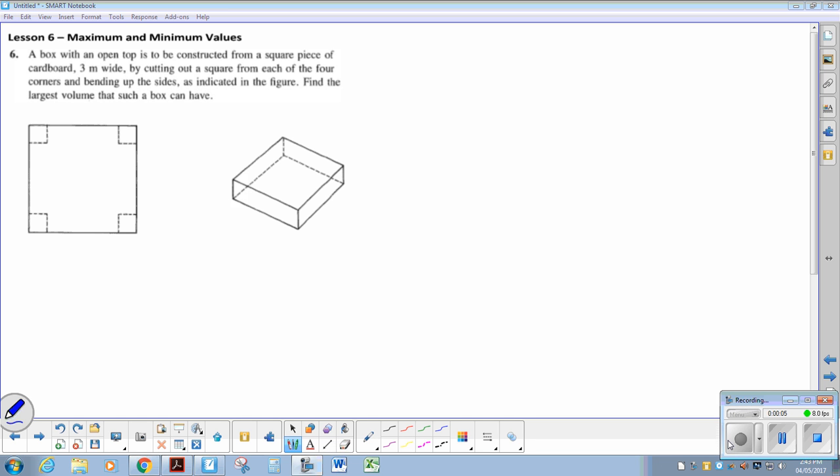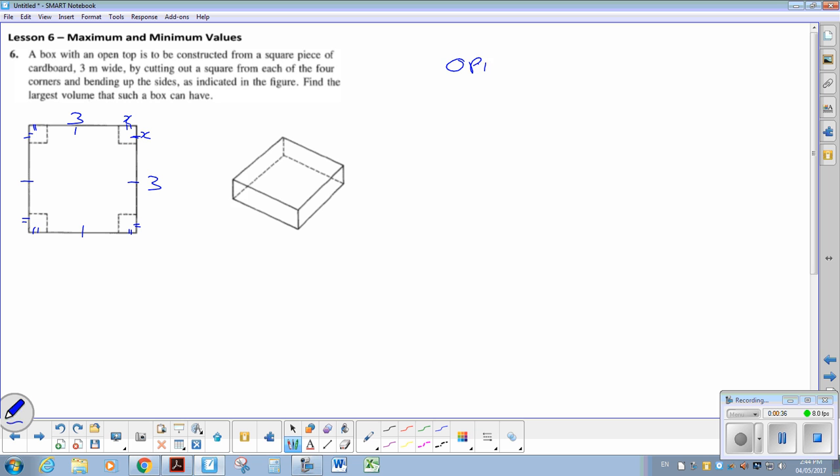Looking at number 6, it says a box with an open top is to be constructed from a square piece of cardboard 3 meters wide. So it's square, so that means each of these sides are of equal length. So it's a 3 by 3 square. We're cutting a square out of each corner. So that means I'm going to cut x out of each of those. And we're going to fold it up. So find the largest volume you can have.